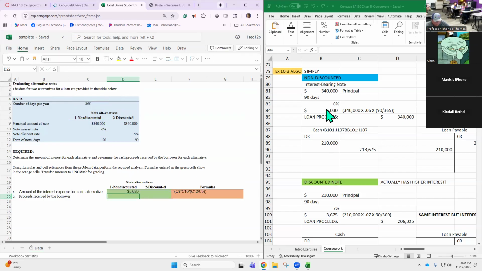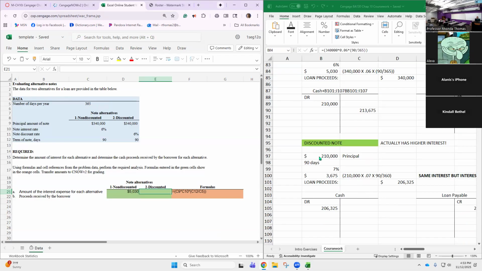I've already tested this, so yep, it should be $5,030. The good news is that for a discounted note, you find the interest exactly the same way. There's only one little difference. Let's go through this again. Here's my discounted note on my spreadsheet, looking at 340,000, 90 days at 6%. I'm going to key this in again, just for a repeat, because I know sometimes it takes a little bit.